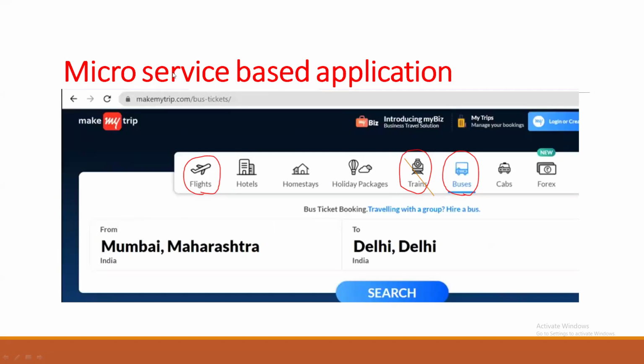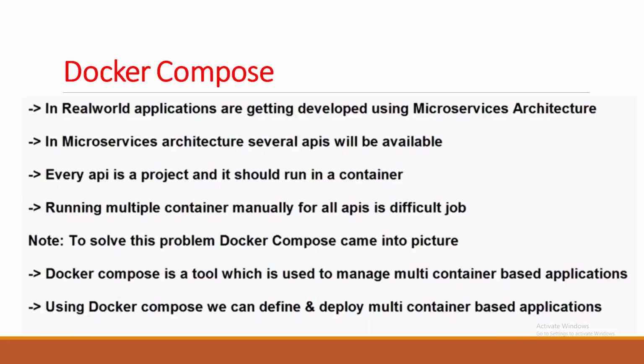For example, you see MakeMyTrip: flights, hotels, homestays, holiday packages, trains, buses, cabs, forex. Forex runs in one container, cabs in one container, buses in one container, the trains API in one container, holiday packages in one container, homestays in one container, hotels in one container, and flights in one container. Guys, now you understood? So what is the difference between monolithic and microservice based applications?